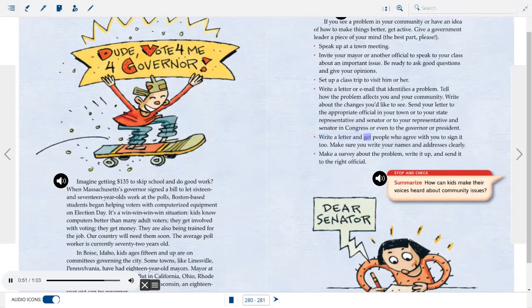Write a letter and get people who agree with you to sign it too. Make sure you write your names and addresses clearly. Make a survey about the problem, write it up, and send it to the right official. Stop and check. Summarize. How can kids make their voices heard about community issues?